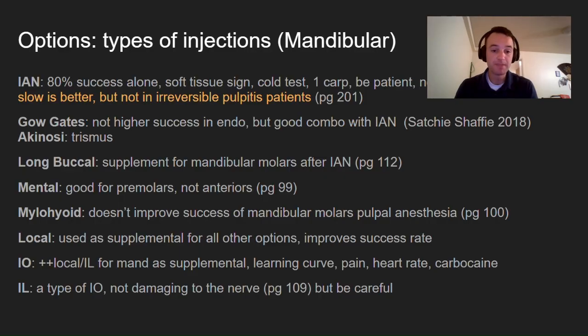And then the IL, or intraligamentary, used to be called the PDL. It's basically a type of IO. So you're not injecting through the PDL. You're entering into the PDL, but the anesthetic is traveling through the bone. And so in that sense, it's a type of IO. It's not damaging to the nerve, or it's most likely not damaging to the nerve, but there's a lot of back pressure going on, so just be careful with it. It can cause resorption at times or soft tissue damage.